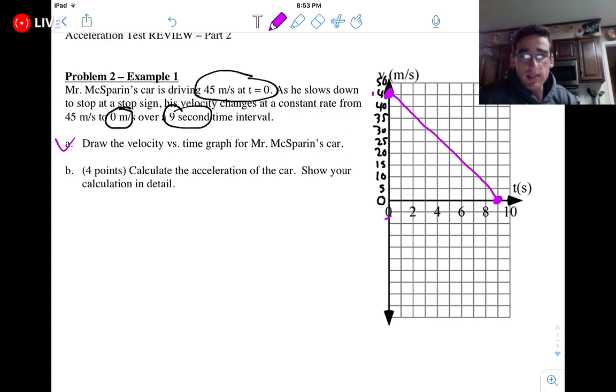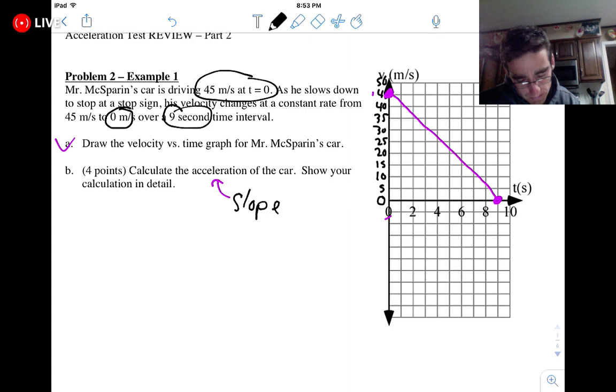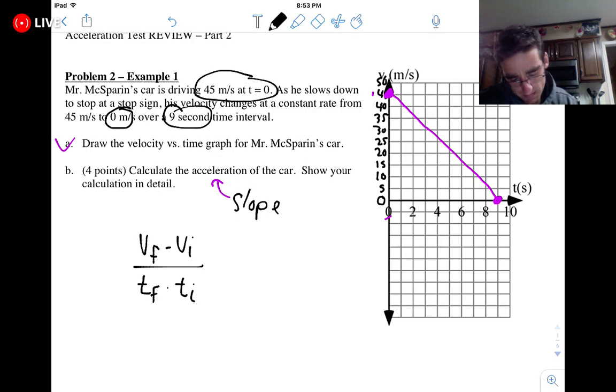All right, now it wants to know the acceleration. Remember, I calculate the acceleration by finding the slope. So right now, I'm going to find the slope of this thing. Remember we said there's a couple different ways to do that. The first thing I'm going to do is use this equation: Vf minus Vi over Tf minus Ti equals slope. I'm going to find my Vf, my Vi, my Tf, my Ti.